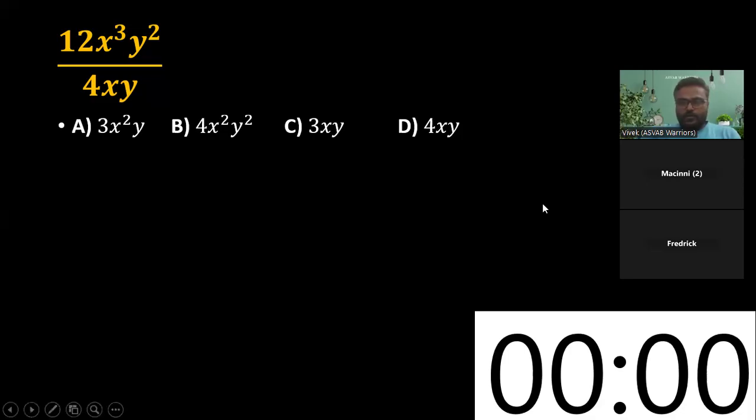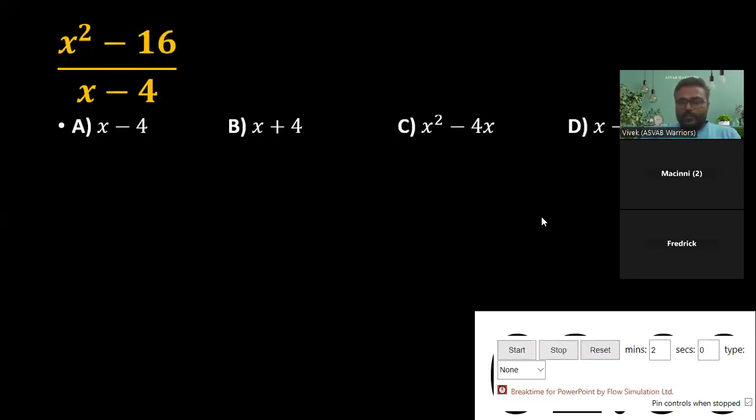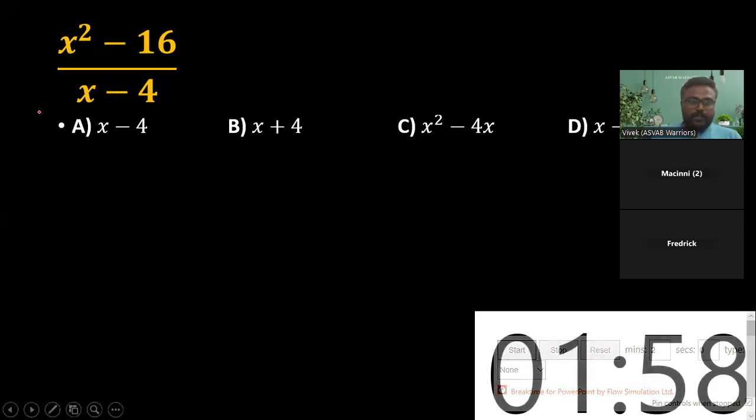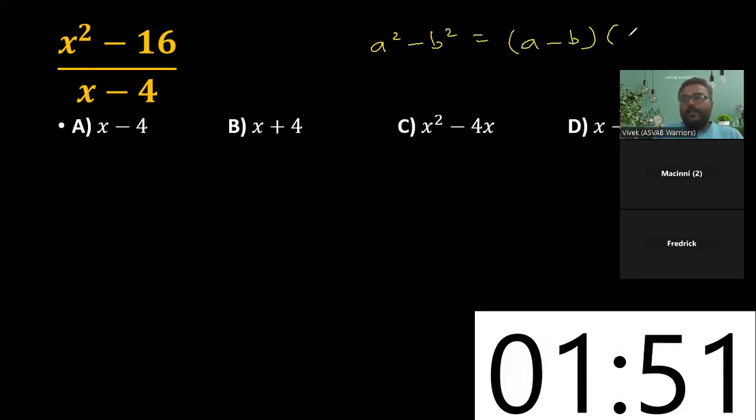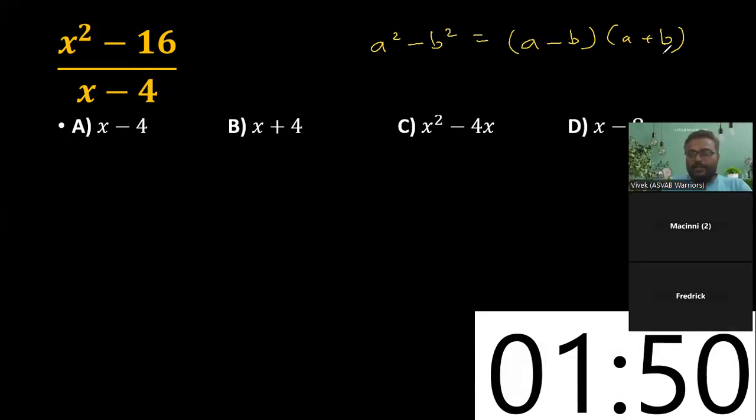Now let's move on. Try solving this. Let me just give you a hint. You are going to need this identity: a squared minus b squared is equal to a minus b times a plus b. Use this and get your answer.